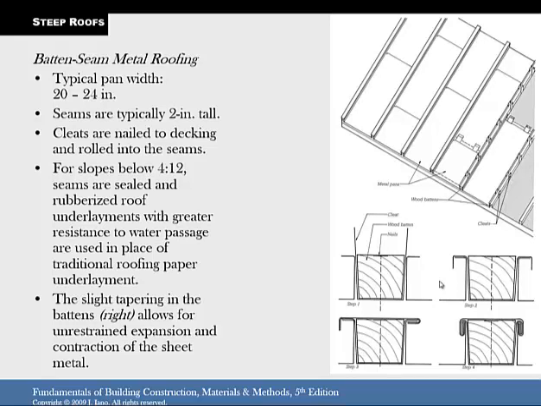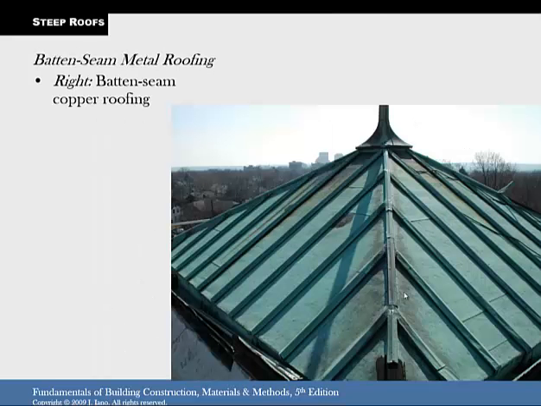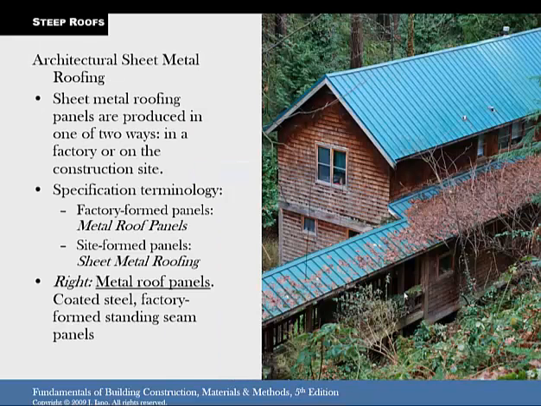Batten seam metal roofing is where they put a little piece of wood in there to give it a thicker appearance. I think that would be the only purpose. I'm not sure. I've never seen one done that way because I think it's probably tedious and more expensive. But maybe it's good with copper, because copper's a very soft material, so it probably adds some stiffness if you're going to do that kind of roof.